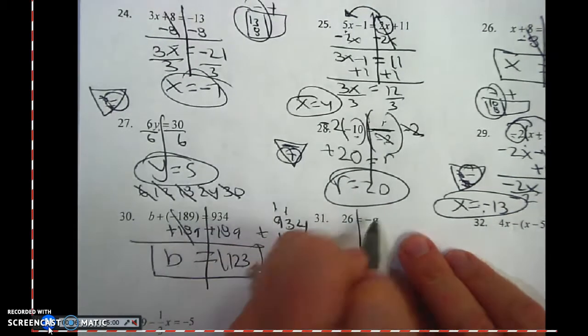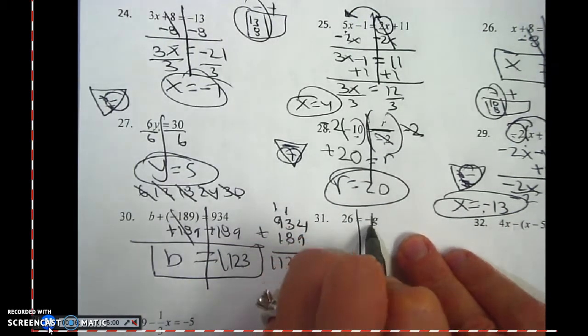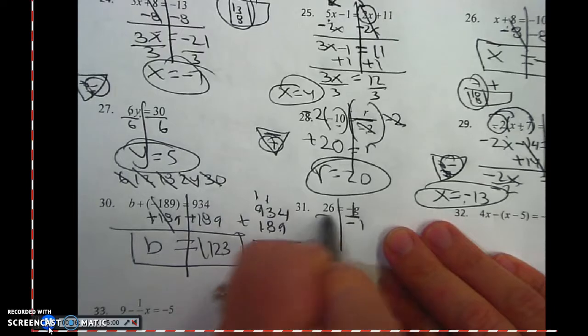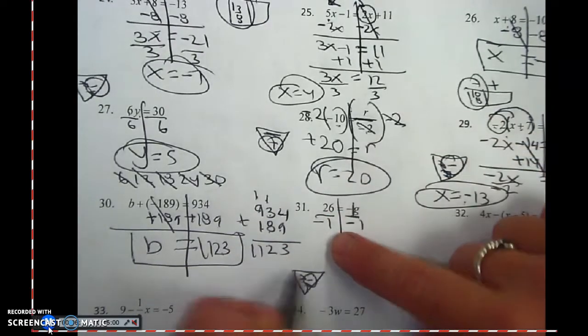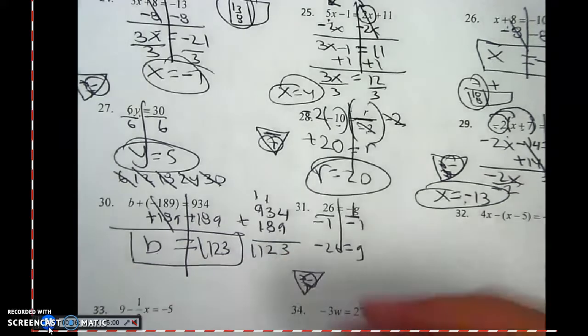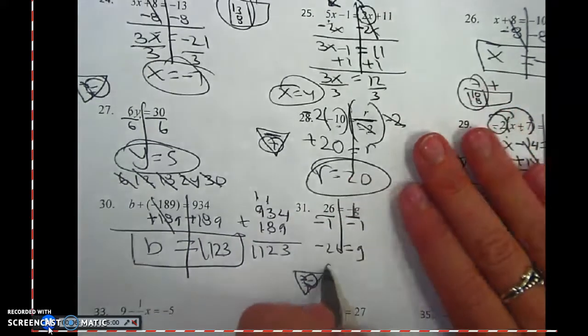The reason this one isn't good is because there's an imaginary 1. The 1 is touching. Touching is multiply. The opposite is divide. Do my triangle. Positive, negative, boom, negative 26. But it's backwards. I need to make it forwards.